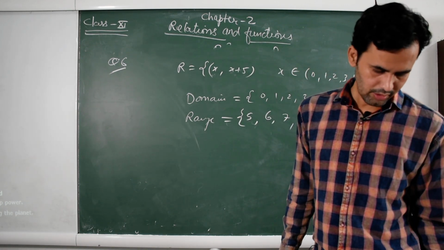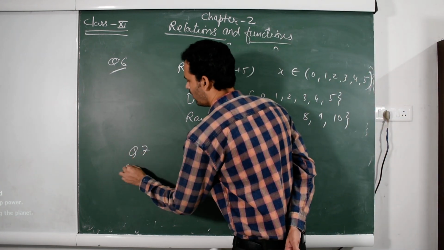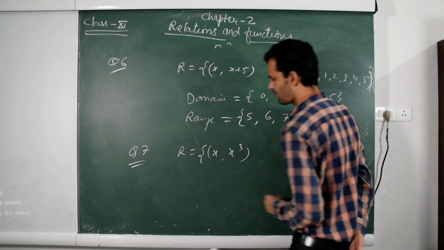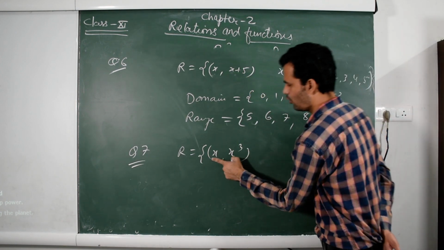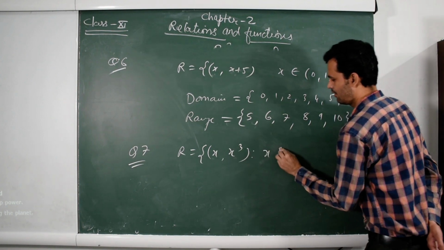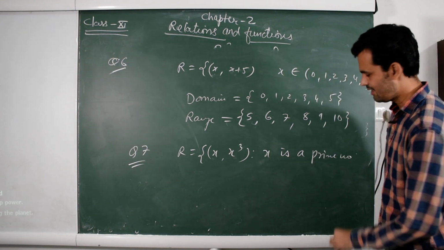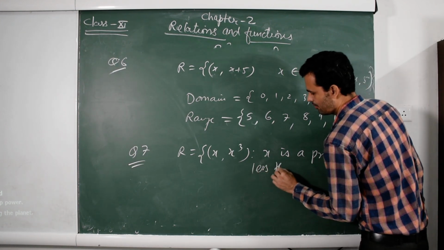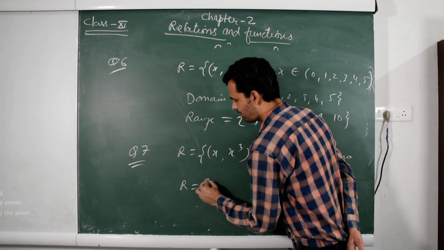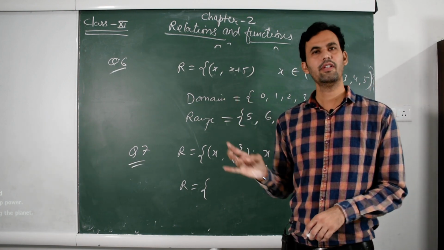Okay. And similarly, question number 7 is also very easy. Relation is given as x and x cube. These are the domain and these are the range. x is a prime number less than 10. Okay. So prime numbers less than 10 are 2, 3, 5 and 7.